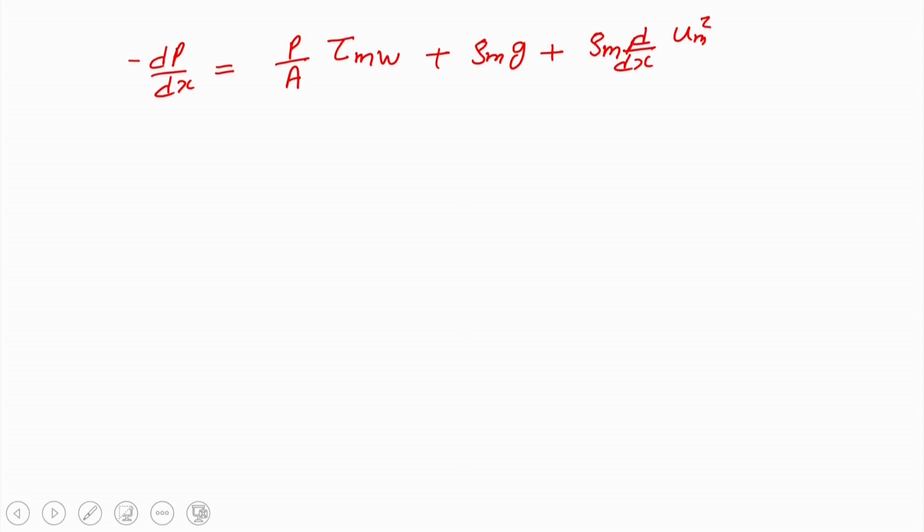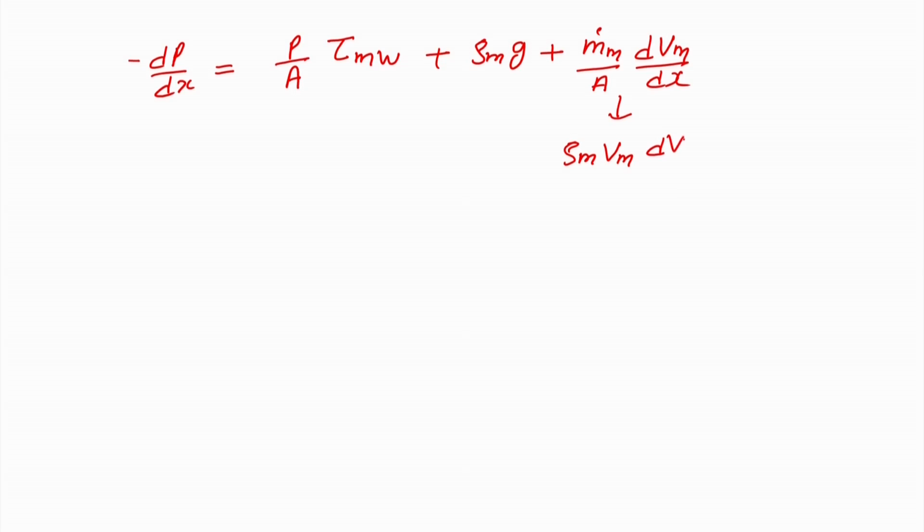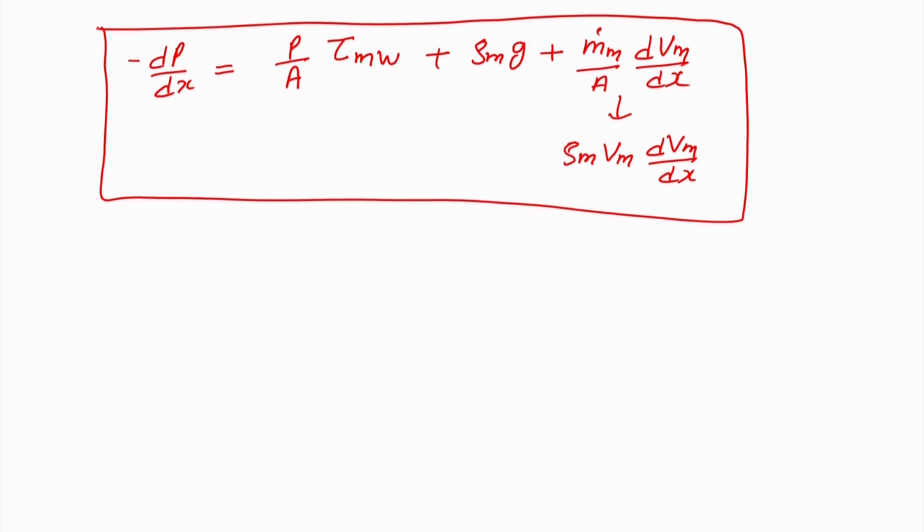So, I can write it in terms of the earlier way we have written, and that will be, you can write it as m dot of mixture divided by area into dVm upon dx. Or you can also write this term as rho m into Vm into dVm upon dx. So the whole equation will now be reduced to this form. If you want to write in terms of the mixture mass flow rate, or in terms of the rho m, you can find it out.